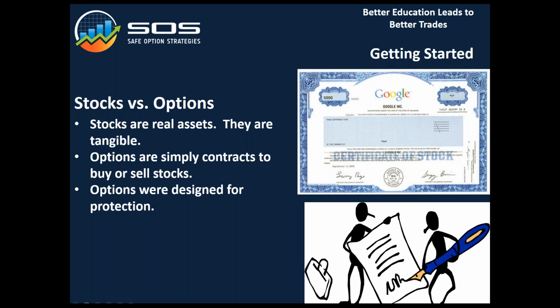Options were designed for protection. They originally came about in the early 1970s, way before I was trading. I was born in the late 60s, so I was still a young kid when options became available to people in the stock market, and they were designed for protection. Very quickly, probably within days of people understanding how options worked and what they could be used for, people started using them for leverage instead of protection. And what happened is, with higher possible rewards came much, much higher risk.